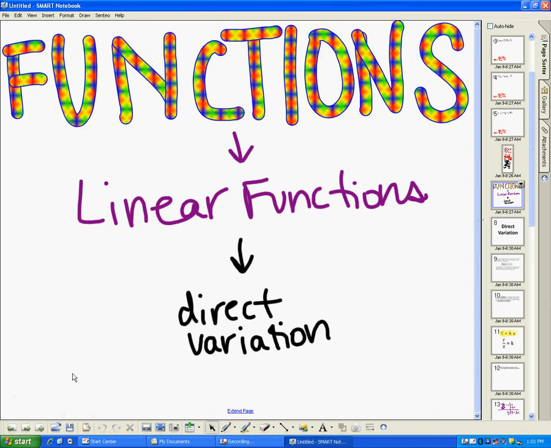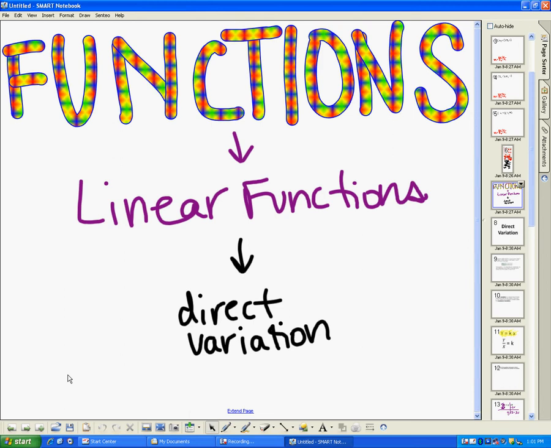Alright, we've been talking about functions and more specifically linear functions. Functions is a broad term. Functions mean that there's one y for every x. X's do not repeat. A linear function is a specific type of function and it makes a straight line.